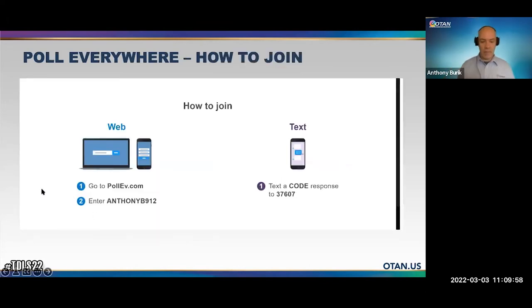Okay, so we're going to do a Poll Everywhere activity here. If you're the teacher creating your teacher account, you start at polleverywhere.com. If you're a student on a desktop or laptop, to participate you need to go to pollev.com. Then it's going to ask for a code. The code is Anthony B for Burek, 912. You would use that same code if you want to use your phone or tablet. You can text the code Anthony B 912 to 37607. So there are a couple different ways to join.